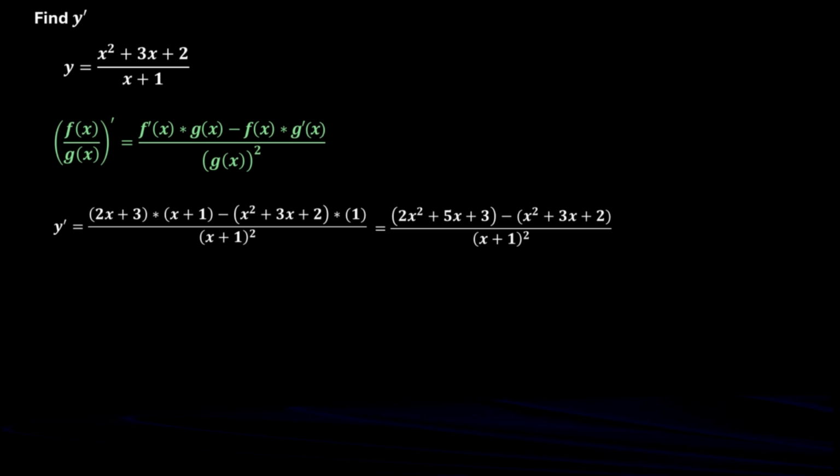Simplifying, we have this equals 2x squared plus 5x plus 3, minus x squared plus 3x plus 2, all divided by x plus 1 squared, which further simplifies into x squared plus 2x plus 1, all divided by x plus 1 squared. Noticing that x squared plus 2x plus 1 equals x plus 1 squared, we can further simplify this into our final answer, which is just 1.